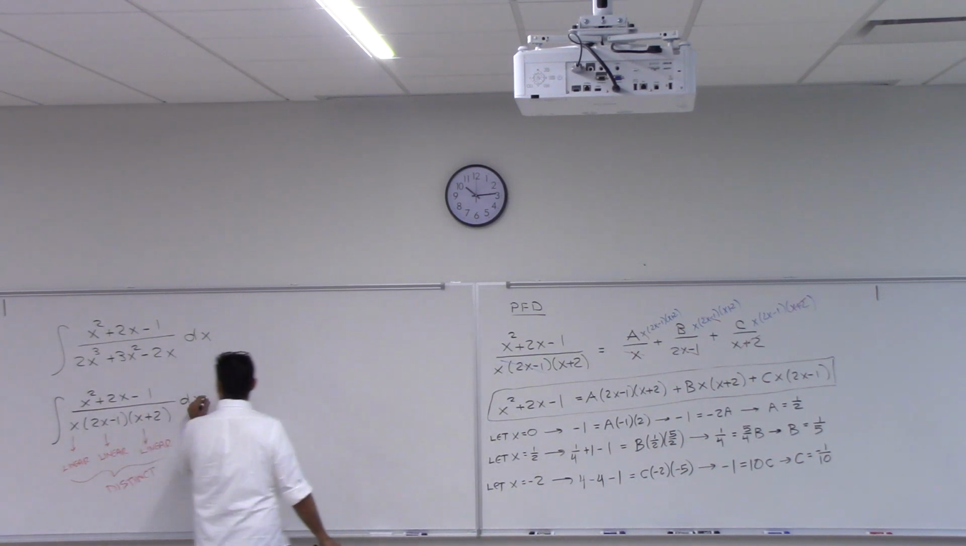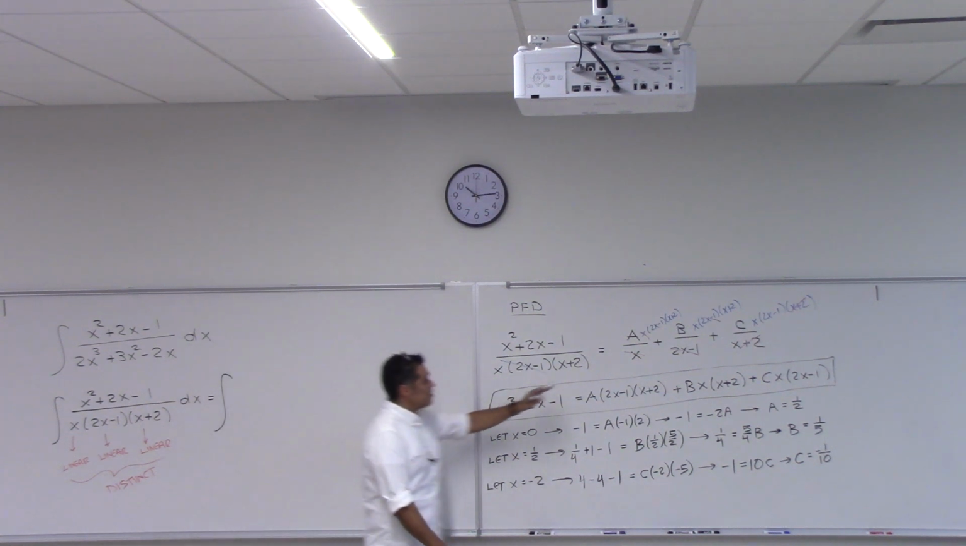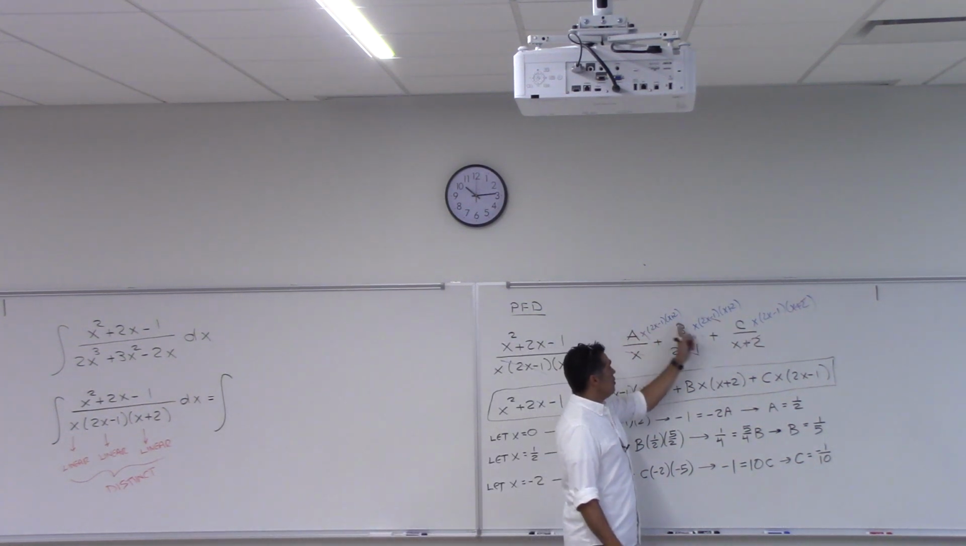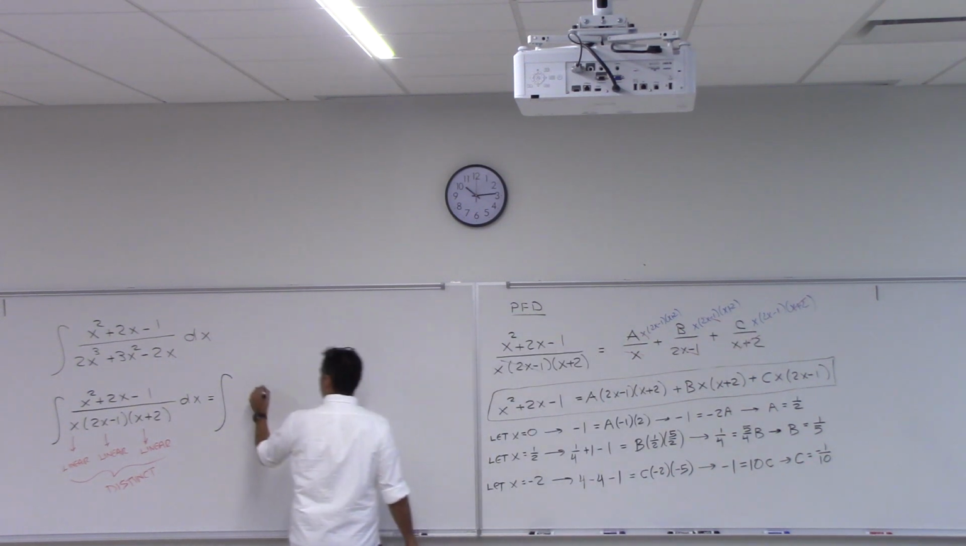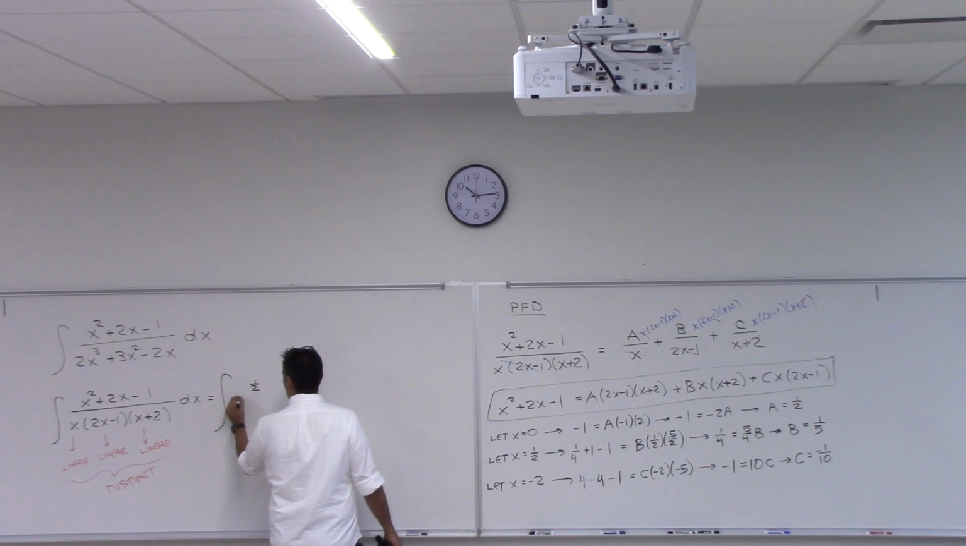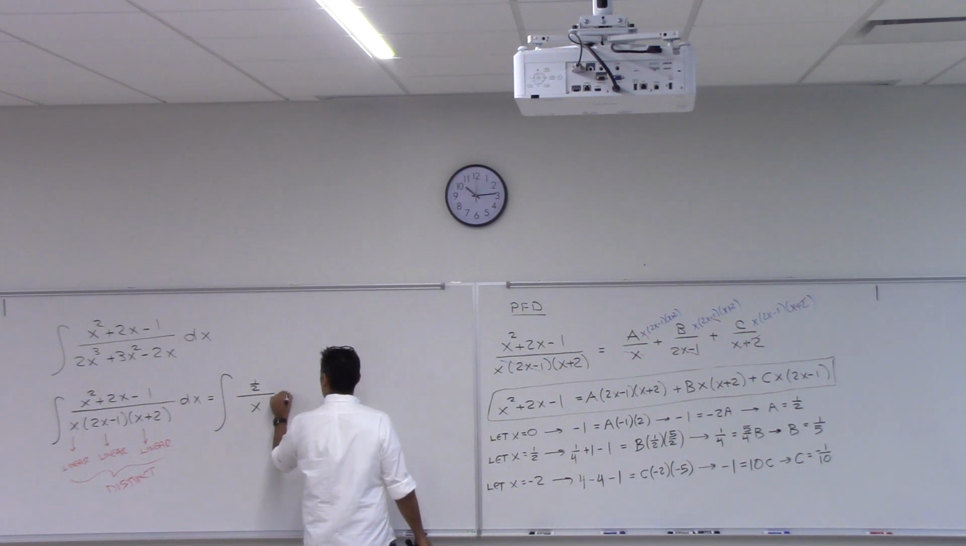So now this integral becomes the integral. I can break it up into these 3 fractions. I know what A, I know what B, and I know what C are. And I told you when you write this, don't overcomplicate it. Just put the number on top because we're going to pull that out anyway. B was 1/5.